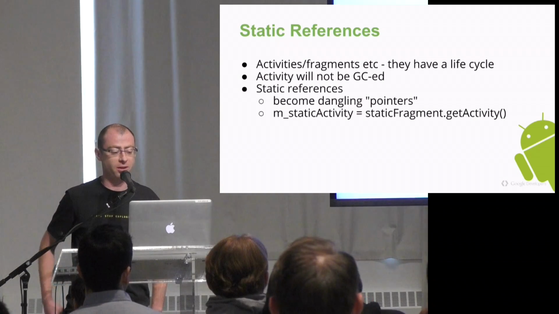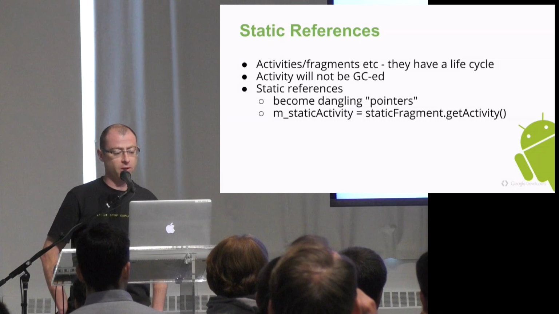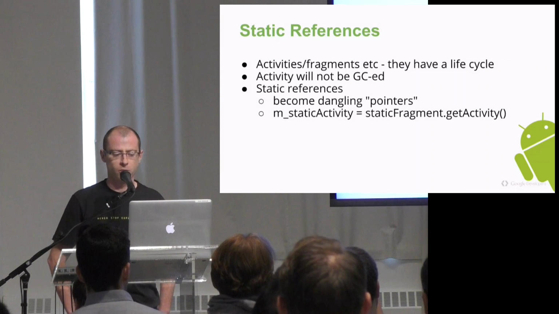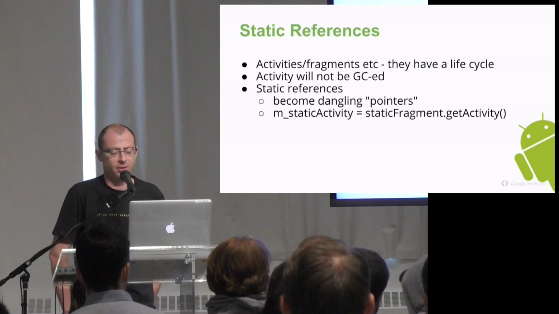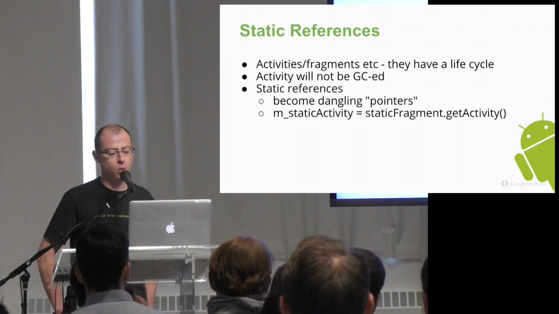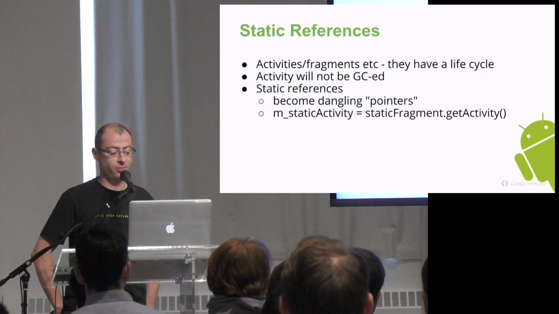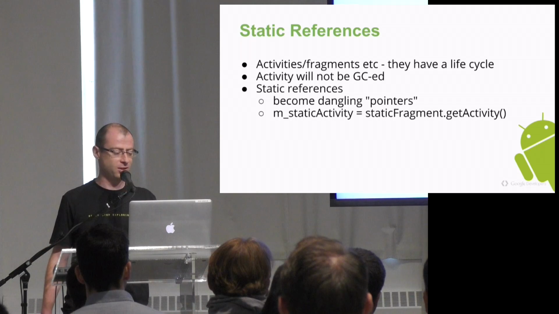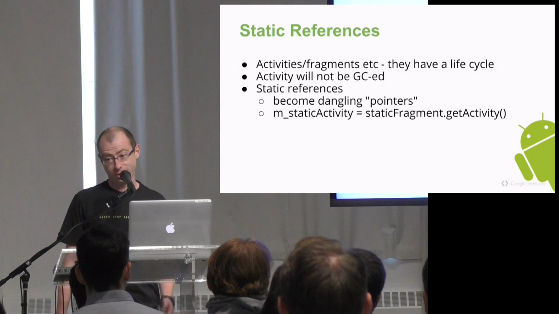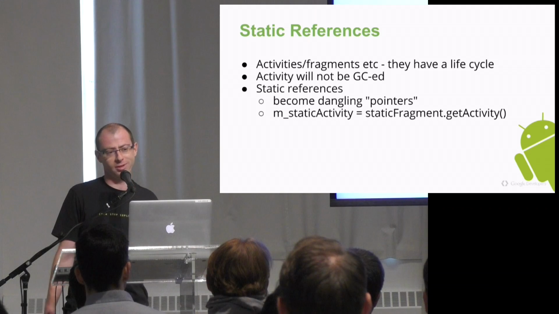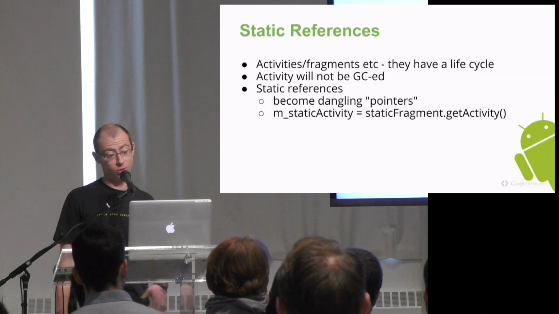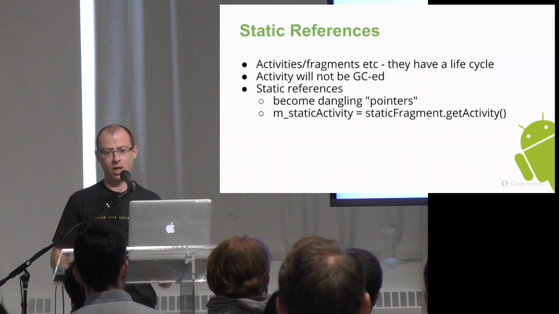Another really problematic thing is keeping static references. Don't forget, both activities and fragments have a life cycle. Once we have a static reference, this activity or fragment will not be garbage collected. This is why static references are dangerous. They become dangling pointers. I have seen this code, mStaticActivity equals staticFragment.getActivity, too many times, unfortunately. On one occasion, it took two weeks of my life to understand why the app was crashing at unexpected times. Really, not my favorite activity to run after those bugs. I hope not yours as well.